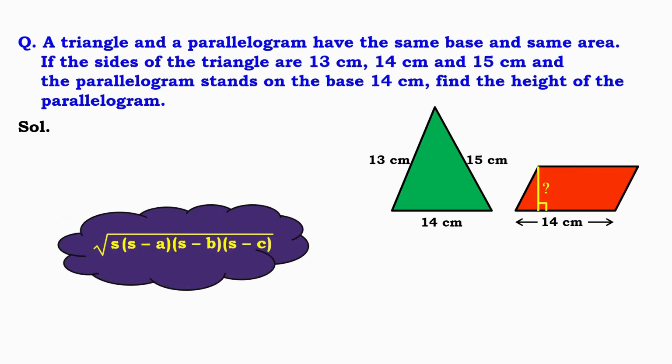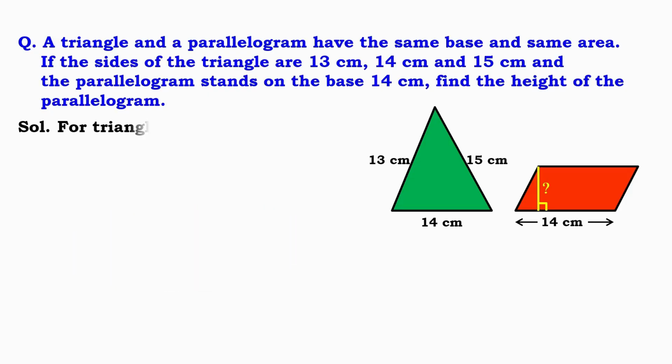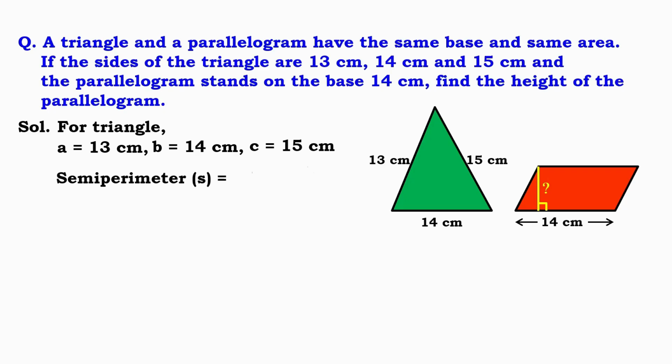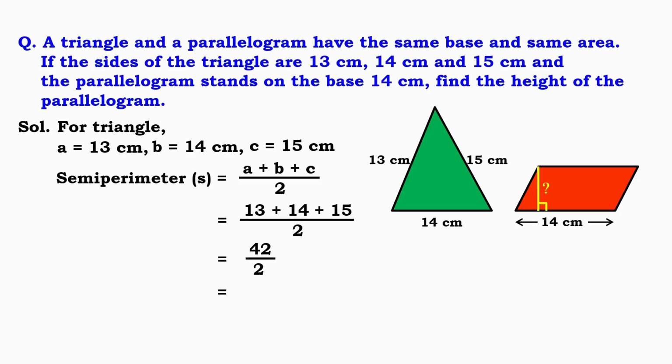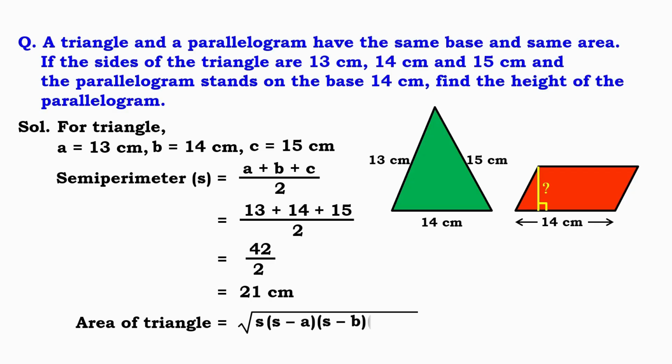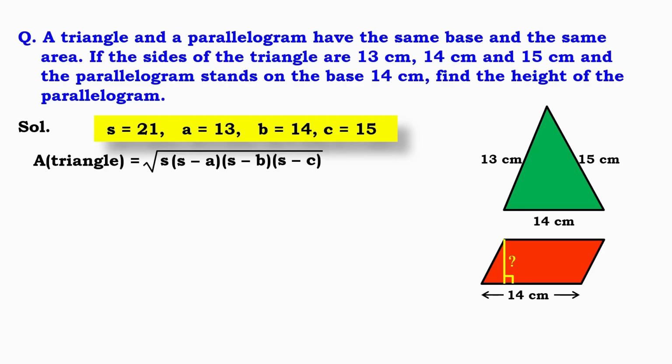So that is equal to square root of s into s minus a into s minus b into s minus c. So for triangle a equal to 13, b equal to 14 and c equal to 15. So now let's find the value of s, that is a plus b plus c by 2, which is coming 42 by 2, that is 21 centimeter. Now the area of the triangle will be square root of s into s minus a into s minus b into s minus c. Now put all these values in the formula.